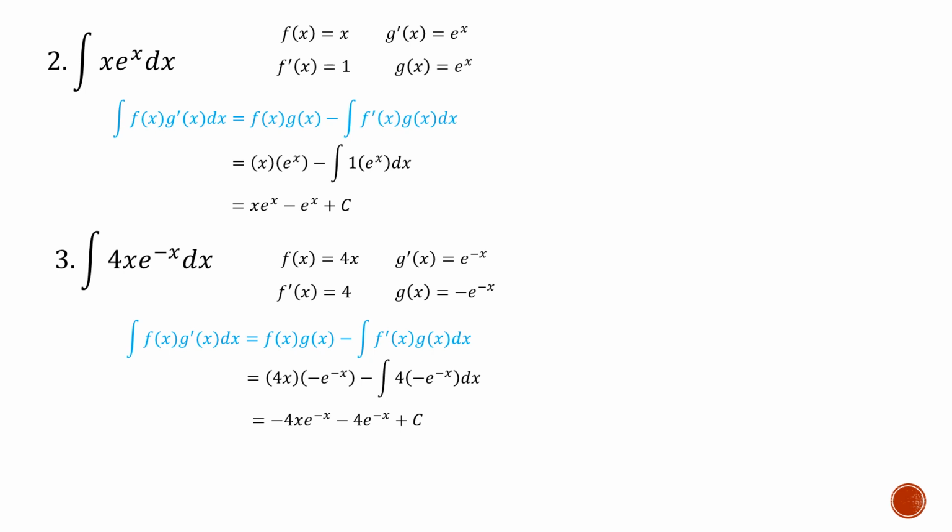So as you can see, integration by parts is really easy when you follow that formula that I gave you. All we have to do is identify our f of x and our g prime of x, and then find the derivative and antiderivative. And then we use the formula, replace the values, find the antiderivative again, and of course add my c for my constant.